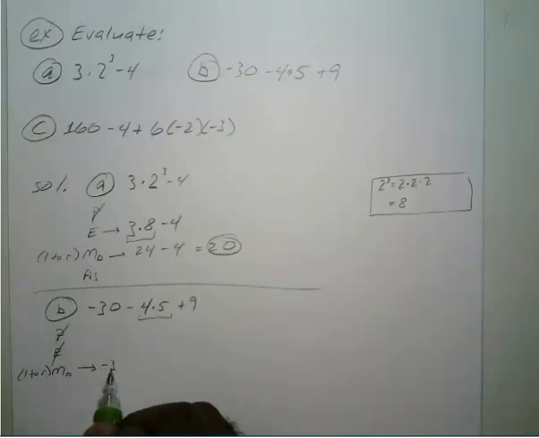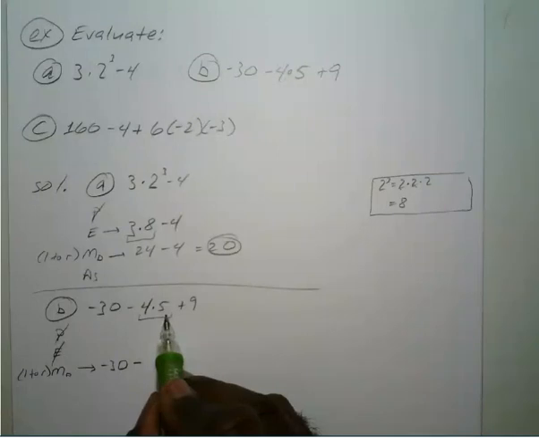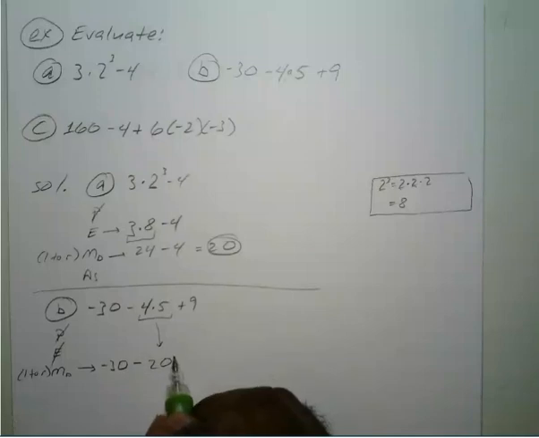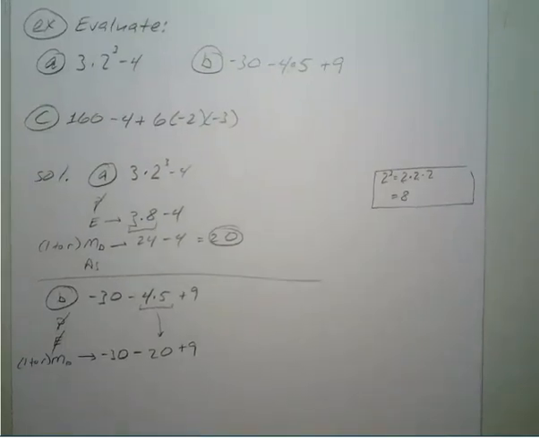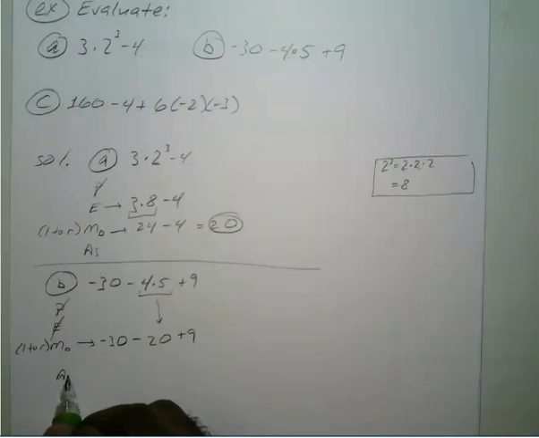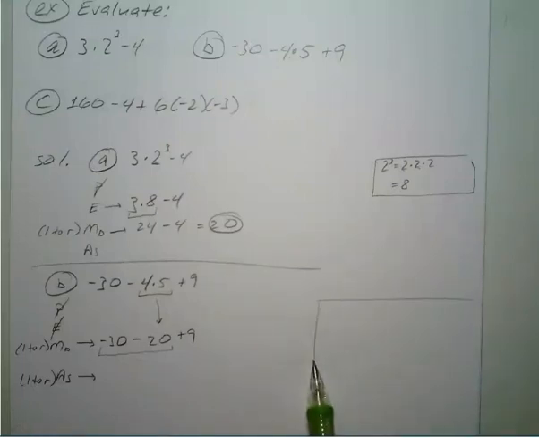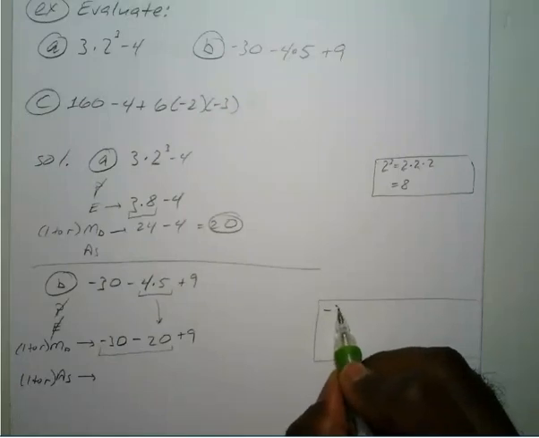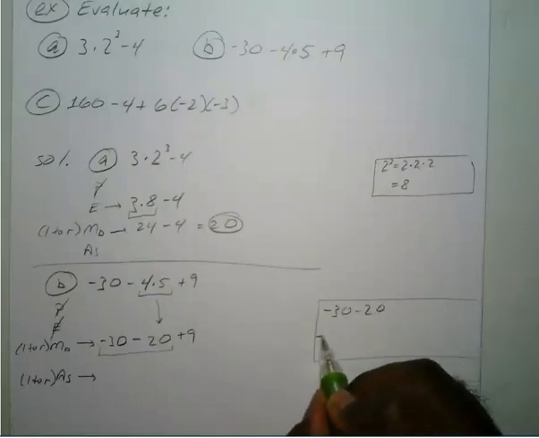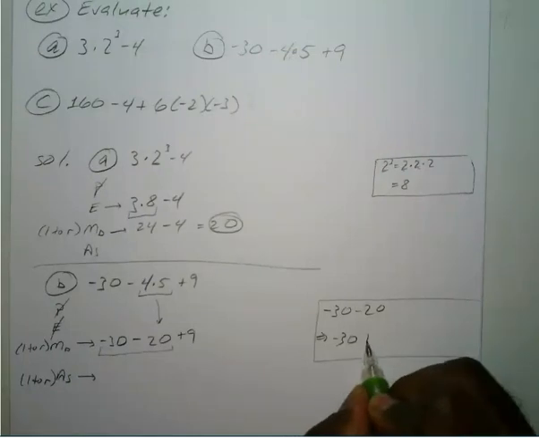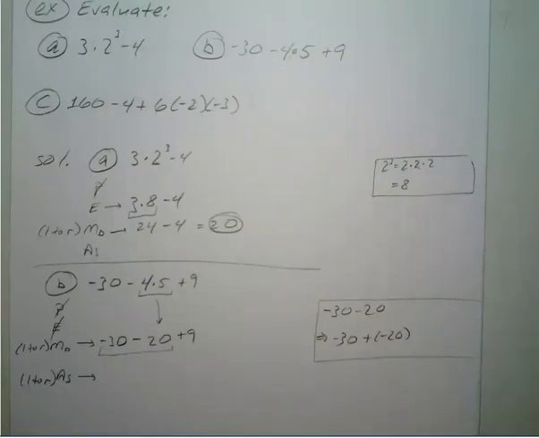So this becomes negative 30 minus 4 times 5, which is 20. So this becomes our 20 plus 9. Now we do our adding or subtracting from left to right. So we start here, negative 30 minus 20. If you remember the definition of subtraction, you can rewrite that as negative 30 plus negative 20, which is negative 50.